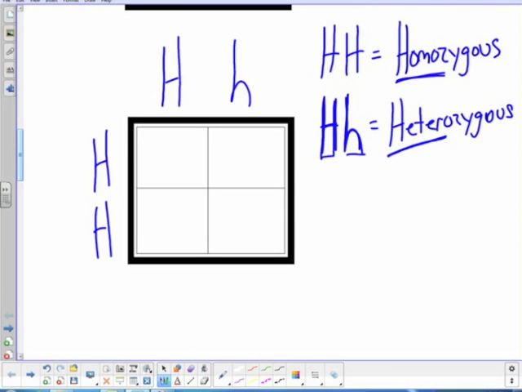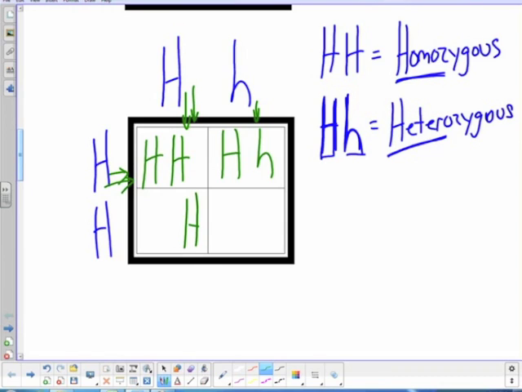Okay, so let's do our cross real quick. We drop down that H. This H comes over. H, H. Okay, this H comes down. This H goes over. This H again comes down. This H is going over. This H is coming down. This H is going over.